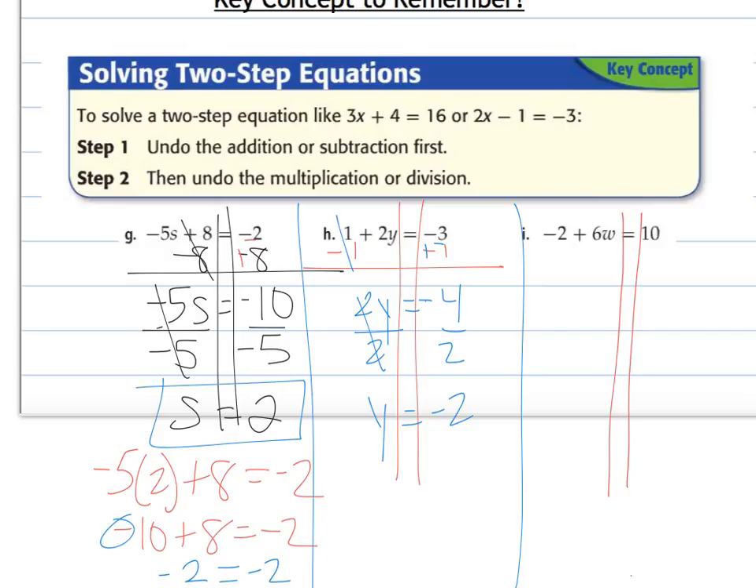Notice it's a -2, so I'm adding a -2. So we want to undo by subtracting a -2, which is really like adding 2, because -2 plus 2 would be 0. Kind of tricky there, but walk yourself through it, talk through it. 6w equals 12. Divide by 6. W equals 2. Plug it in to check, of course.